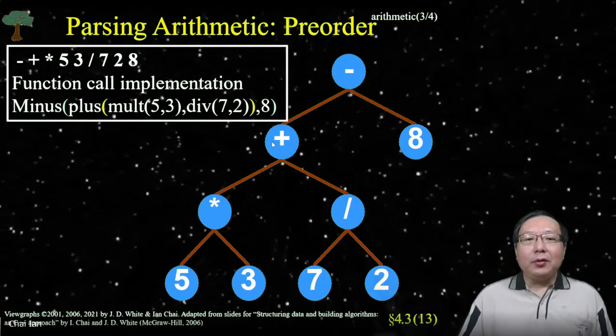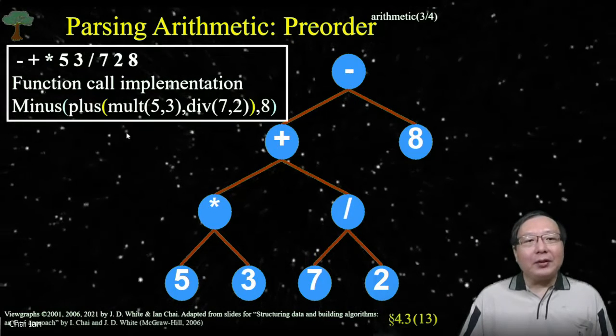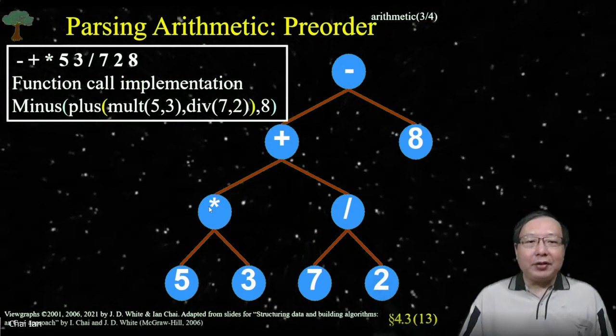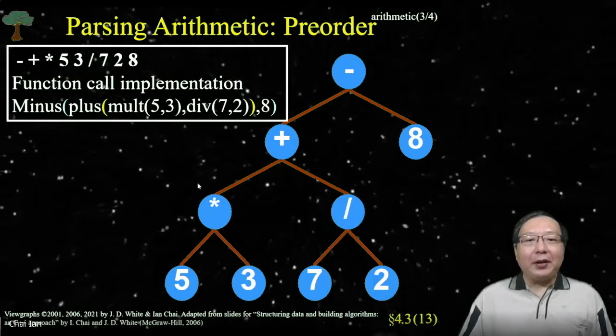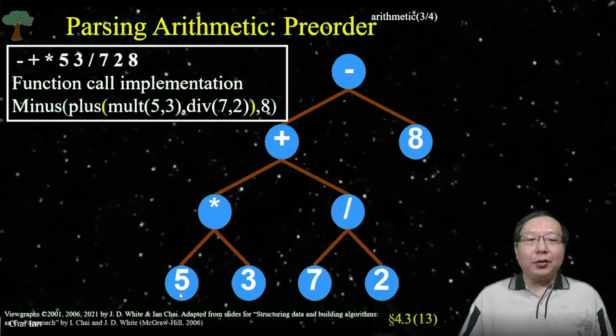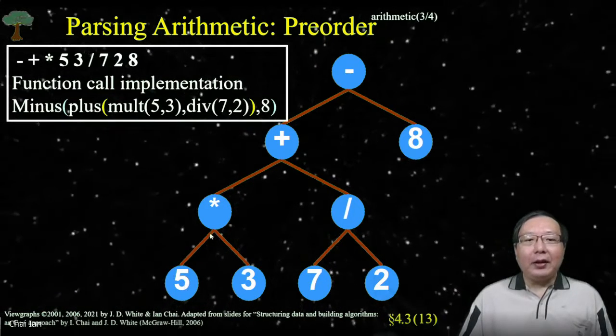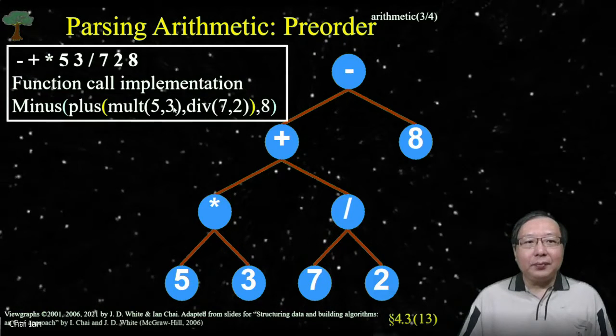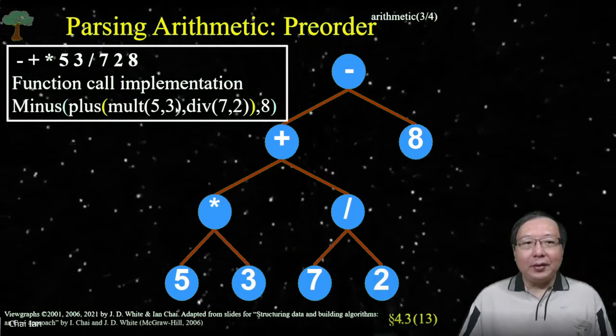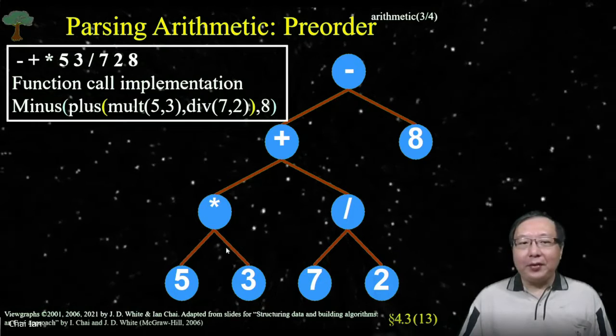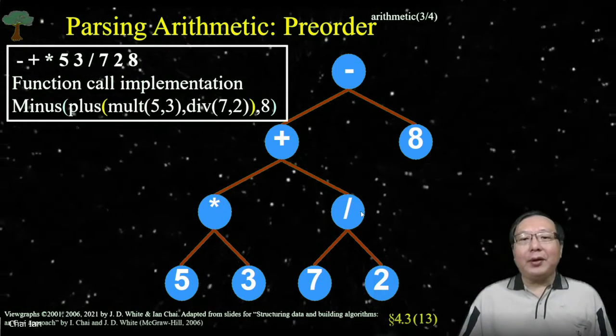Then we go to the left child, we do the plus function. We go to the left child, we do the multiply function. We go to the left child, no children left, so 5, and then 3. Okay, 5, then 3. So we do the multiply function on 5 and 3, right? Then we return and we do the right side.